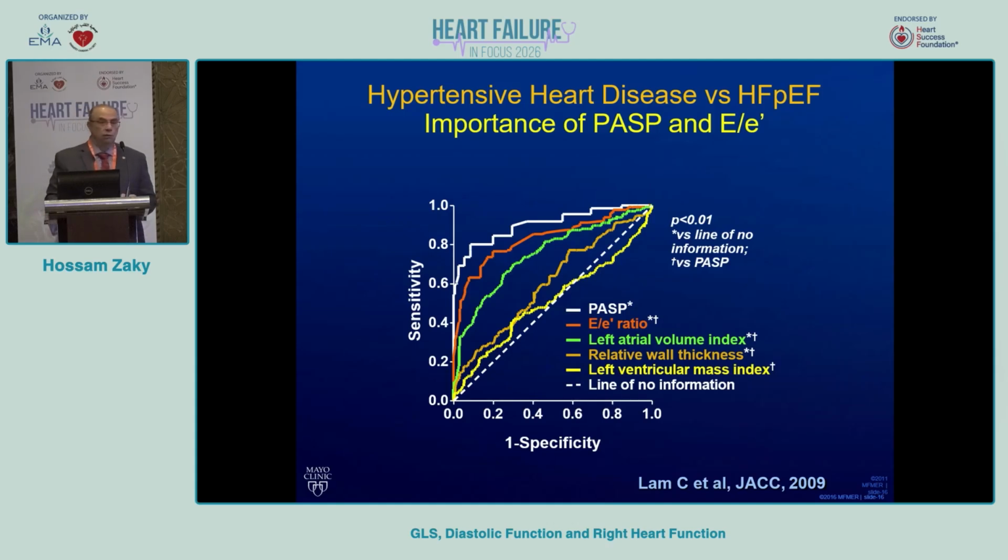Another issue, when you have a hypertrophied heart, is it simply hypertension or is this a case of HFpEF? Here you look to a lot of things. The most impressive is the pulmonary artery systolic pressure, with the highest area under the curve. Also the E/E' ratio, the left atrial volume index, and the relative wall thickness. All these will help differentiate between heart failure with preserved ejection fraction in a hypertensive patient versus a patient who has remodeled his heart due to long-standing hypertension.